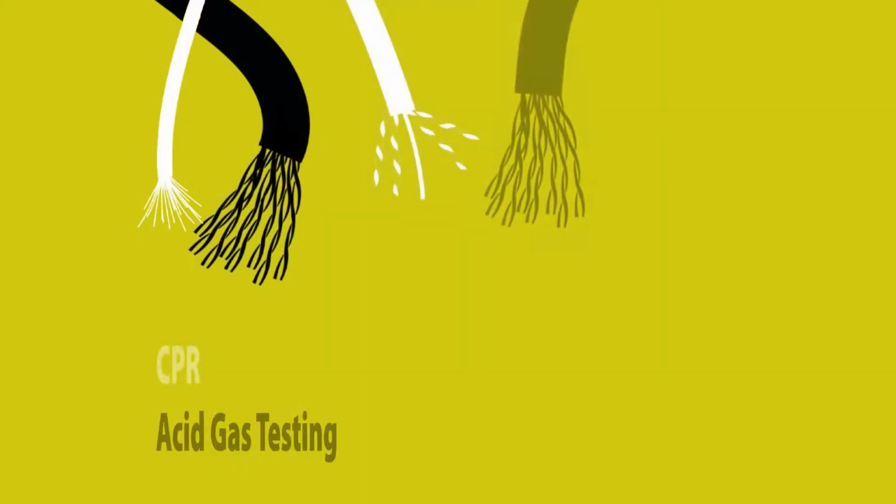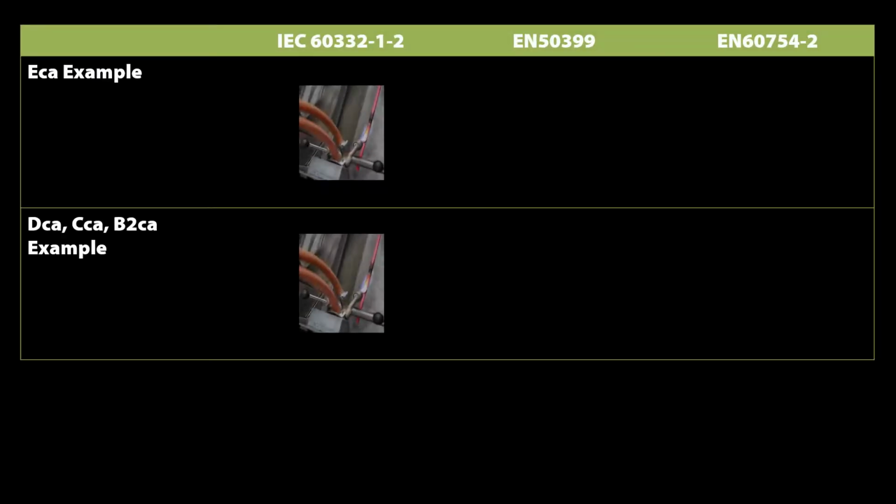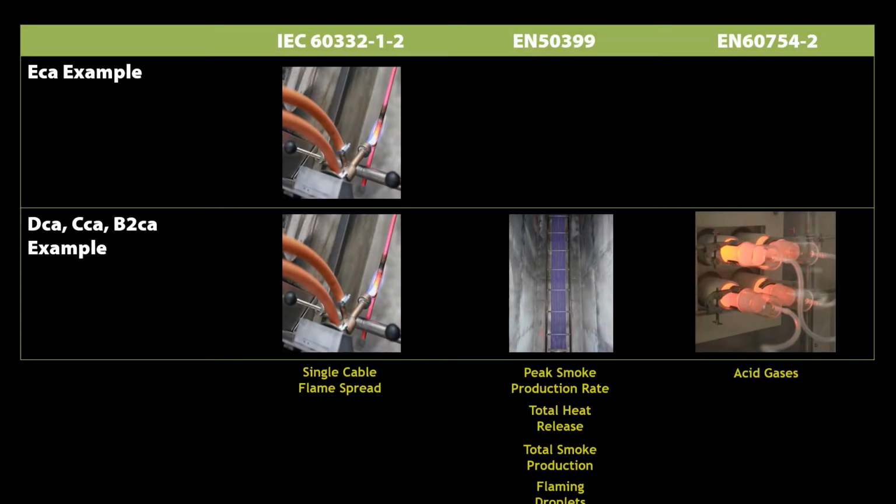This particular presentation relates to the Construction Products Regulation and the general level of misunderstanding and confusion surrounding the testing methods employed to classify cables. We will endeavour to explain the important topic of acid gas testing and the test method used.